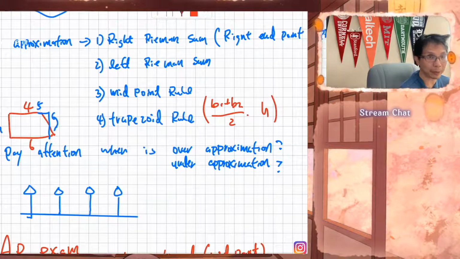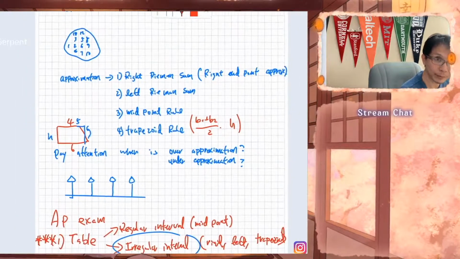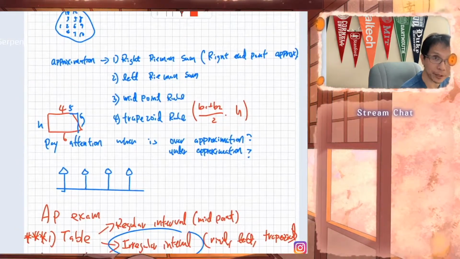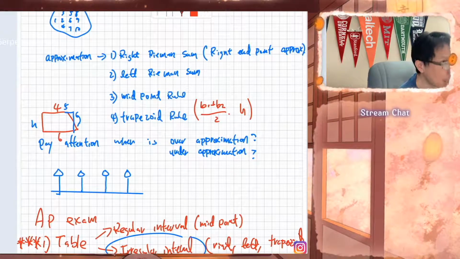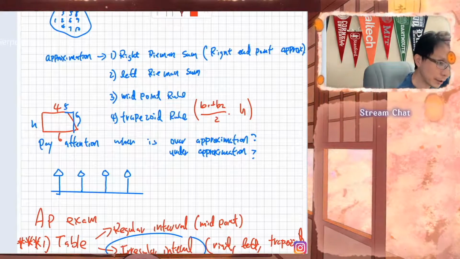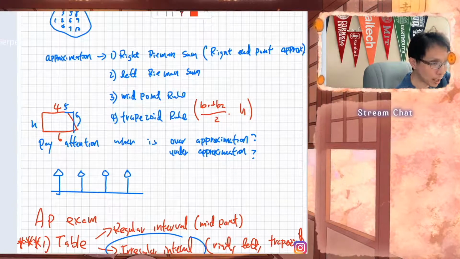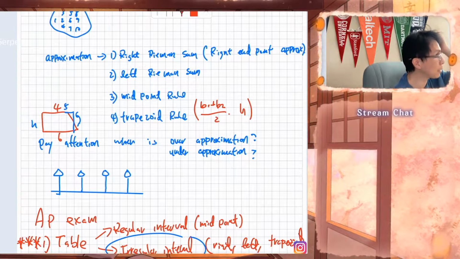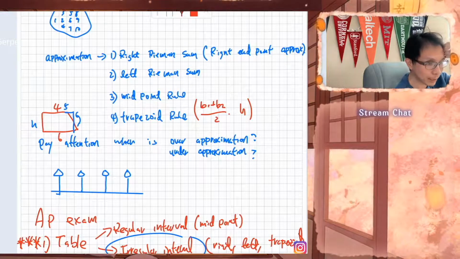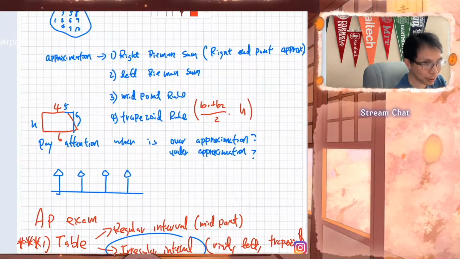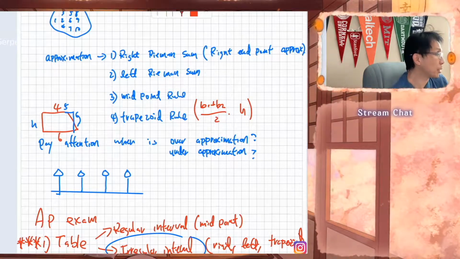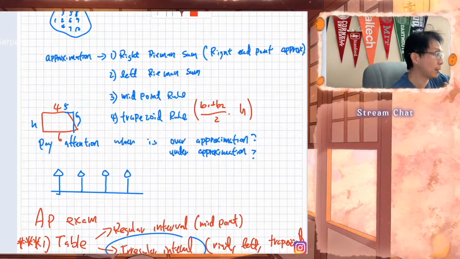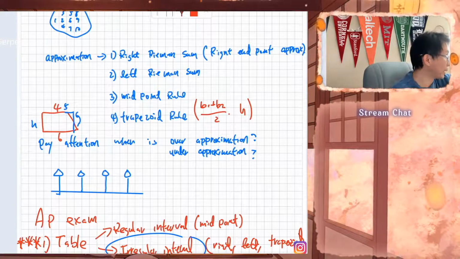There is a right Riemann sum, left Riemann sum, midpoint rule, and trapezoid rule. Some of you probably don't recall the trapezoid rule, how to find the area of a trapezoid from geometry. Basically, it's base 1 plus base 2 divided by 2 times the height. You just adjust the trapezoid to make it like a rectangle.